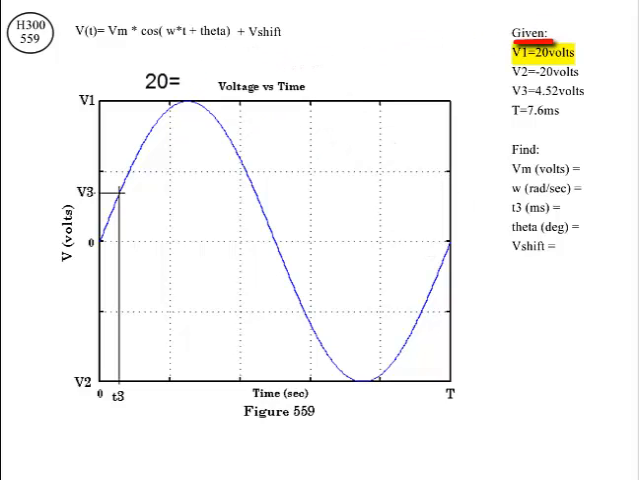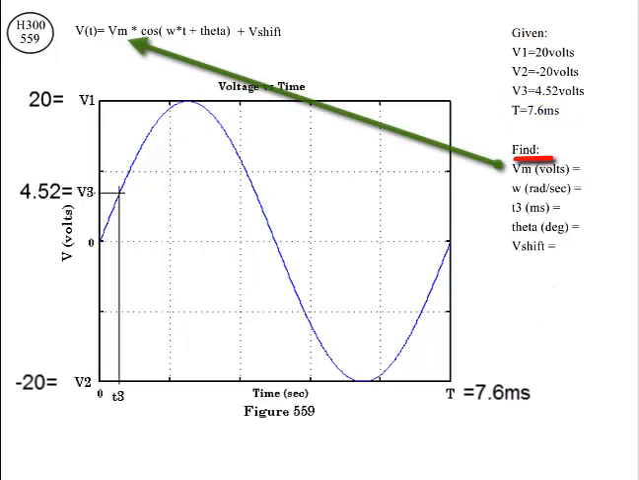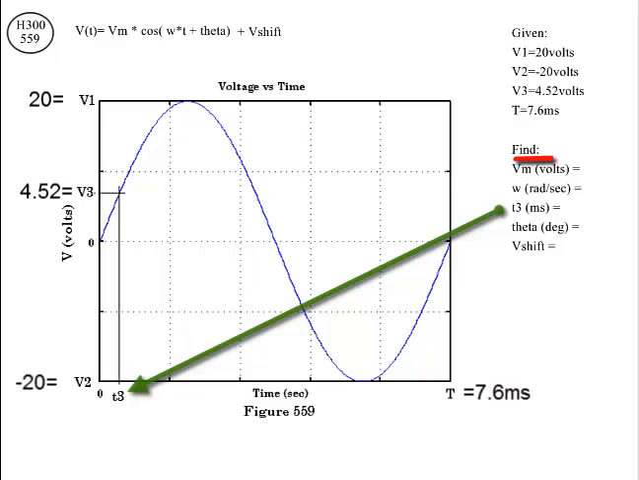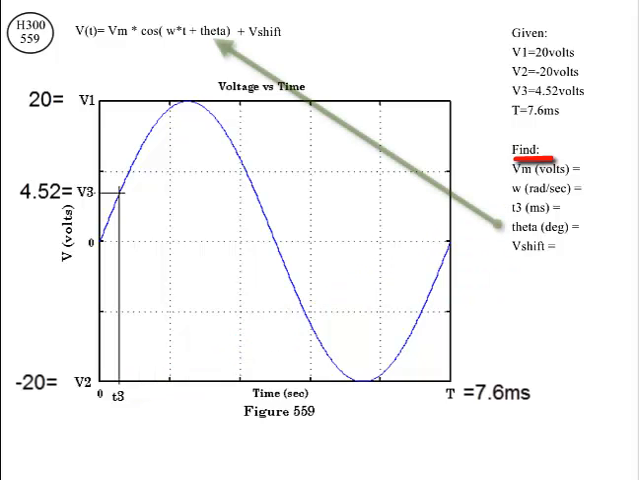Given V1 is 20 volts, V2 is negative 20 volts, and V3 is 4.52 volts, and the period is 7.6 milliseconds. Find Vm and omega and T3 and theta and the voltage shift.